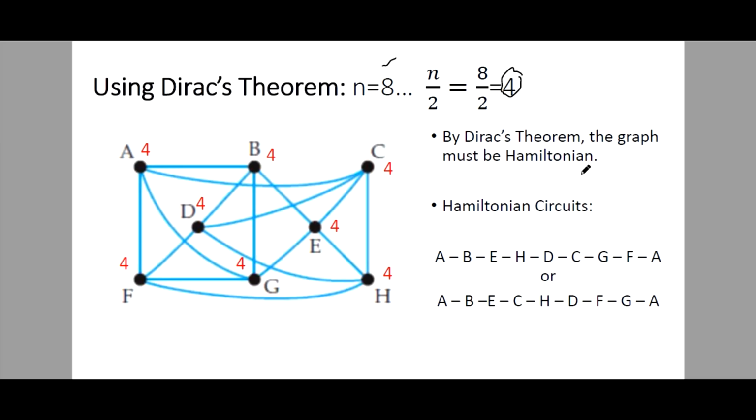And again, if it is Hamiltonian, then we can find a Hamiltonian circuit. So these two are examples of Hamiltonian circuits. So let's try number 1: A to B to E to H to D to C to G to F and then go back to A. Okay, you may try the other one.